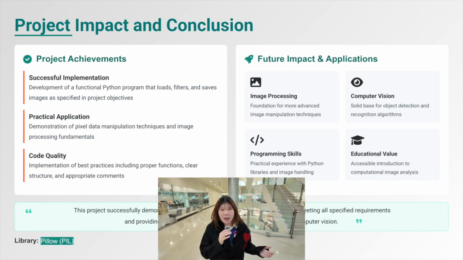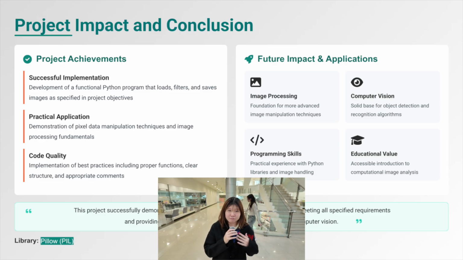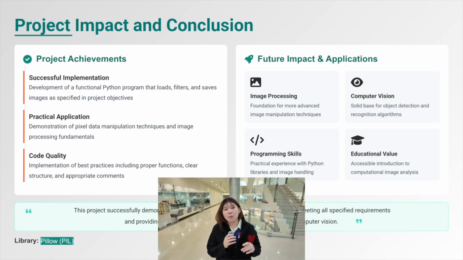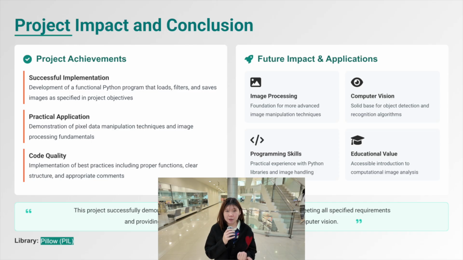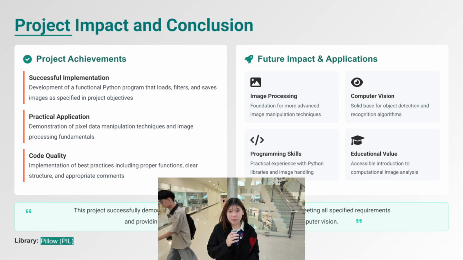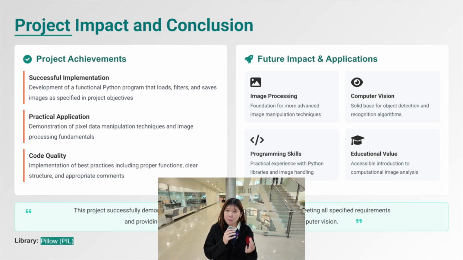In terms of project impact and conclusion, I would like to first talk about the project achievements. We've successfully implemented our Python program that loads, filters, and saves images in specified project objectives. We have a practical application of our program that demonstrates pixel data manipulation techniques and image processing fundamentals. In terms of code quality, we have implemented best practices including proper functions, clear structures, and appropriate comments.